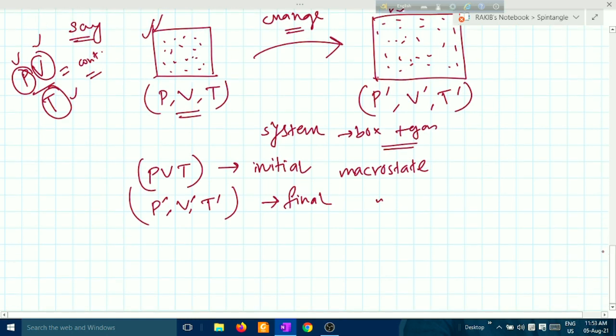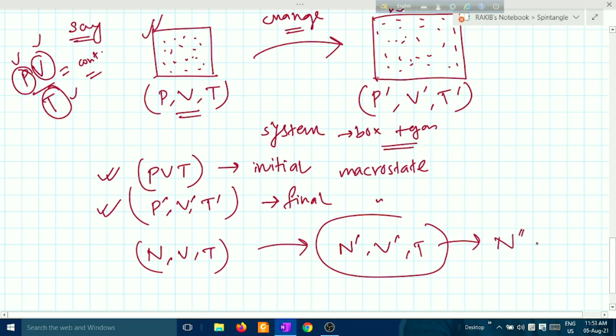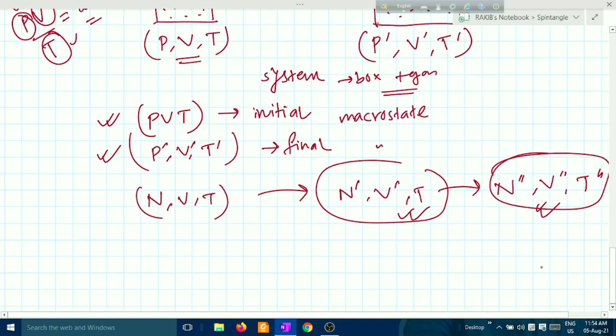So a system can go through various macrostates. A macrostate is defined as P, V, T, or you can define a macrostate as N, V, T. This N, V, T can go through a change to N prime, V prime, T prime, and these also can change to N double prime, V double prime, T double prime. These are the various macrostates of a system. So what we can say here is that a system can have many macrostates.